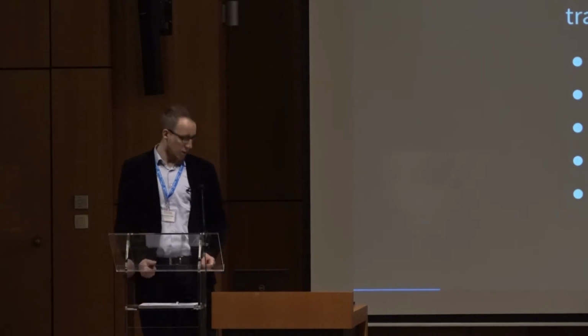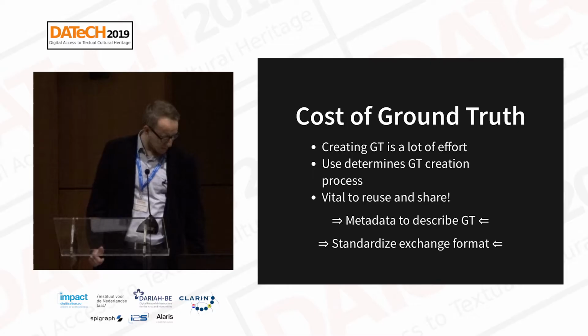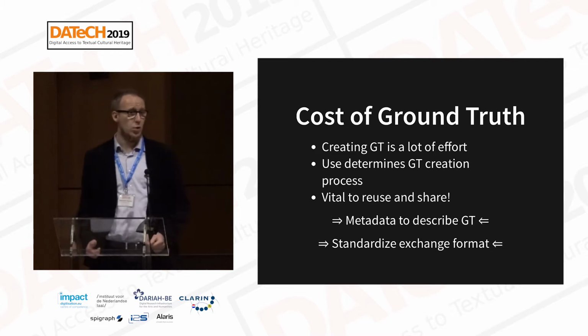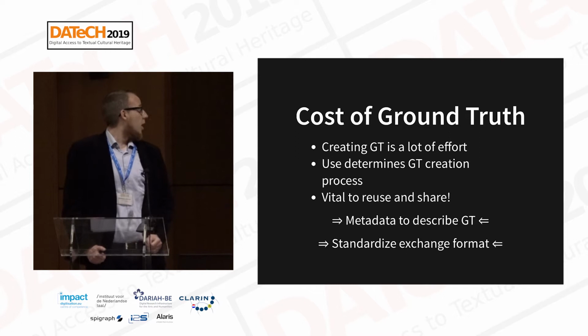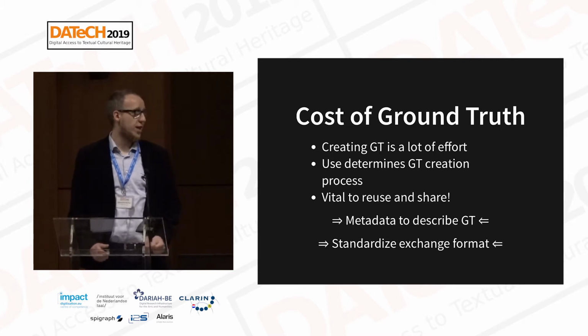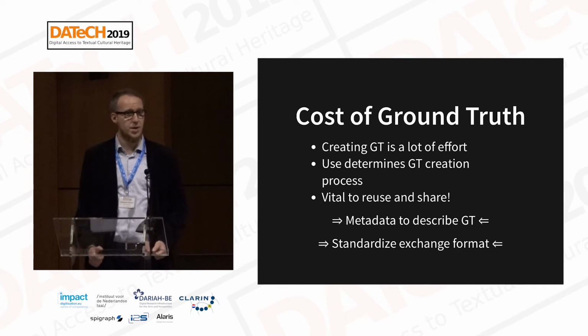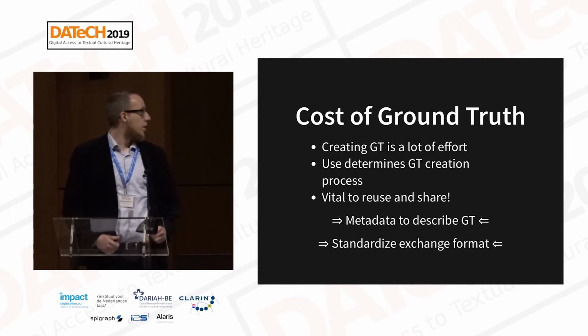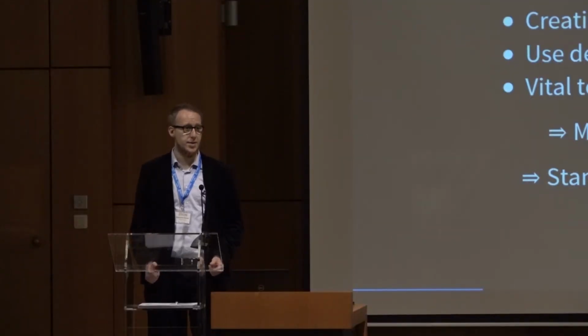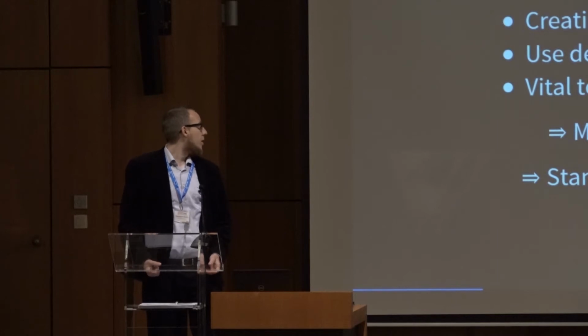well that works. So ground truth is important, but ground truth is also really costly to create, and a lot of effort has to be put into it, and you have to know what you want to use it for before creating it, because otherwise you create something that can't be used, and you don't always know which use cases come along and how technology changes. So we think it's vital that you reuse it, that you share it, and that you describe it properly. And for that, we think we need more metadata and a more standardized way to exchange ground truth.